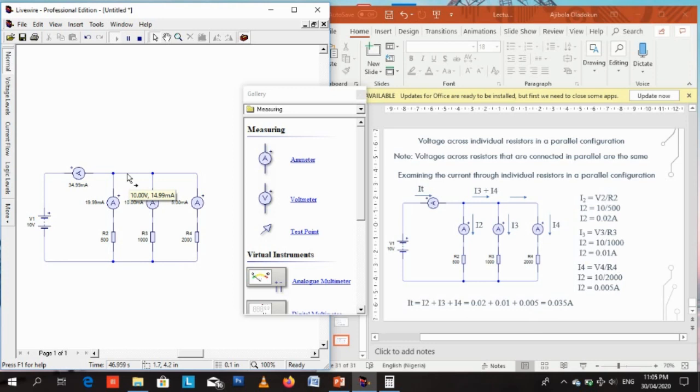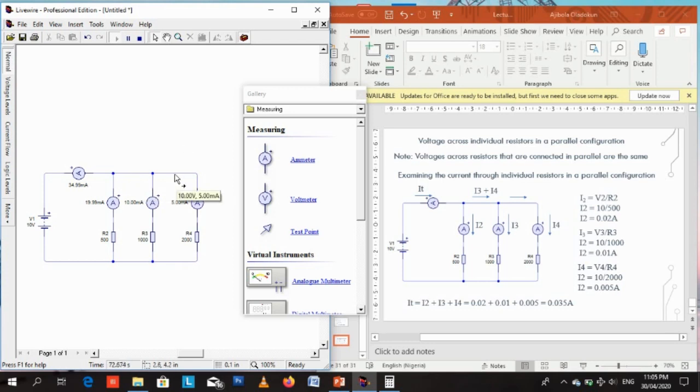So the current in this branch is 14.99, which is approximately 15 milliamps. So if you add I3 and I4 together, 0.01 plus 0.05, that's 0.015. This is 15 milliamps. It's the same thing. This is approximately 15 milliamps of current here. That's 14.99 milliamps, approximately 15 milliamps.